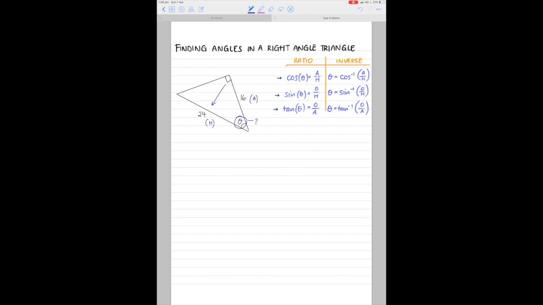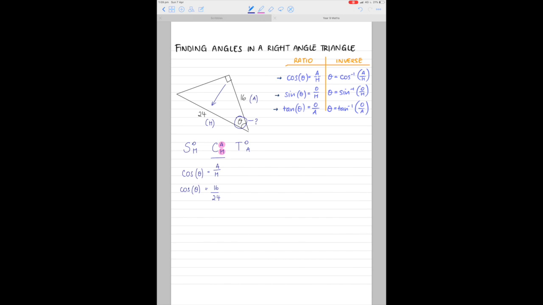Given that we have the adjacent and the hypotenuse, and we're trying to find the angle, let's write down our acronym: SOH, CAH, TOA. And let's look at what we have. We have our adjacent and our hypotenuse. If we look at the acronym, we can clearly see that both the adjacent and the hypotenuse exist if we use cos. So traditionally we write our equation as cos of an angle equals adjacent over hypotenuse. If we substitute our values in, cos of the angle equals 16 divided by 24.